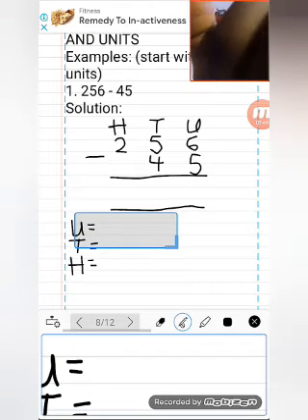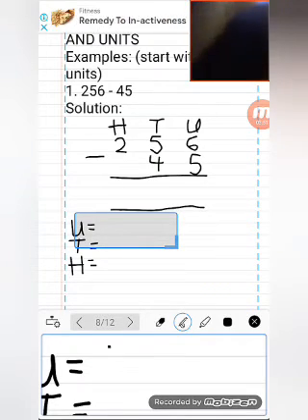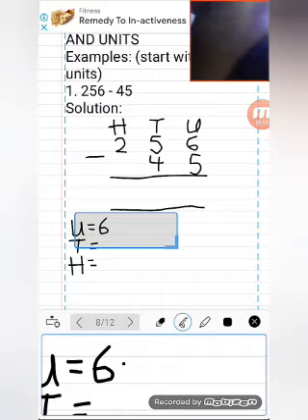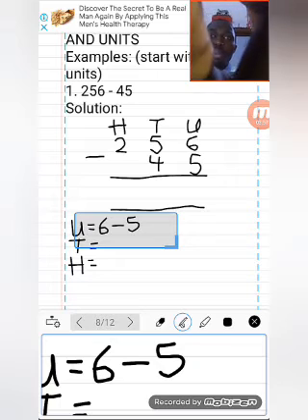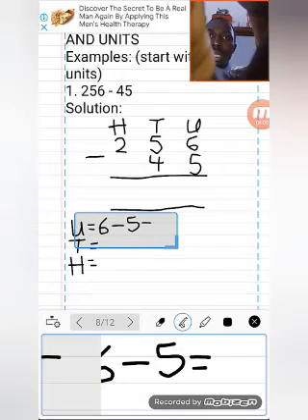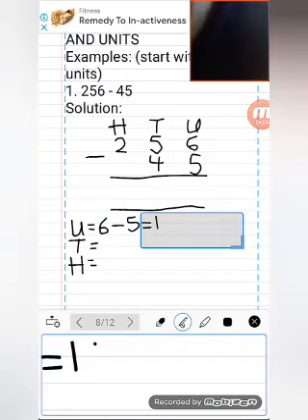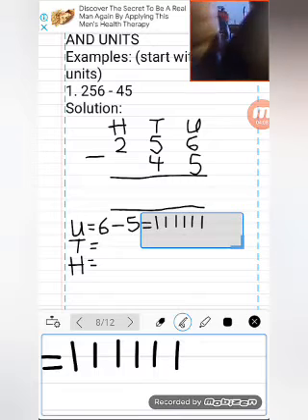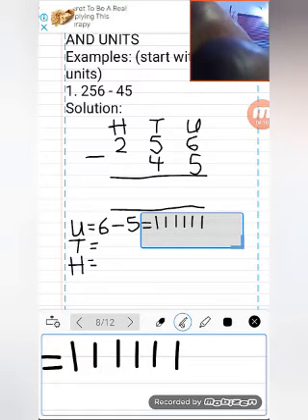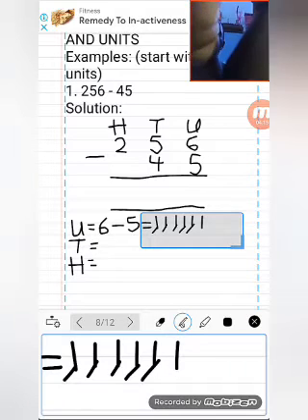Okay, so what do we have in the units here? We have 6 minus 5. So let's write it out. 6 minus 5. So let's start counting. Let's count 6: 1, 2, 3, 4, 5, 6. Then minus 5. Let's count: 1, 2, 3, 4, 5.